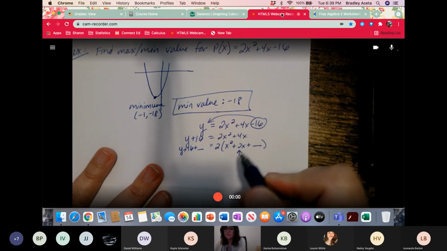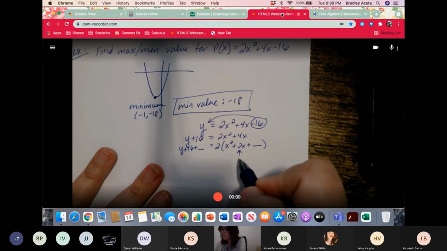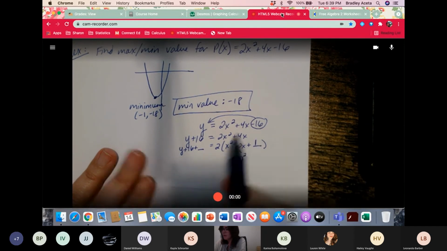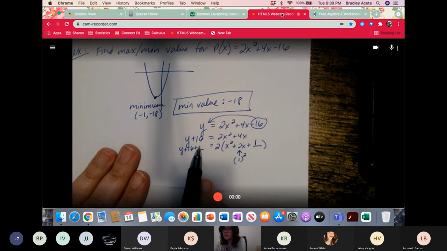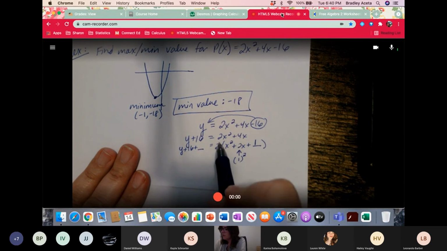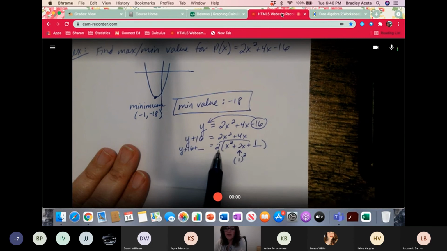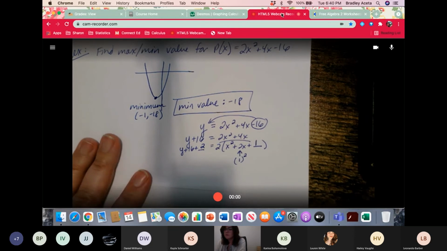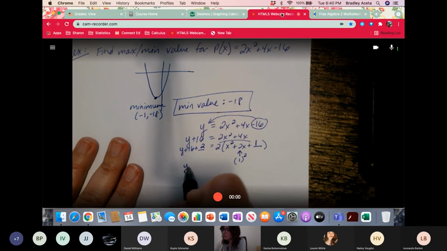Half the middle. Half of 2 is 1. 1 squared is still 1. But you do not put 1 over here. No, no, no. You put what the factored form was before I took out a 2. 2 times 1 is 2. Well, look at there. Now I have y plus 18.